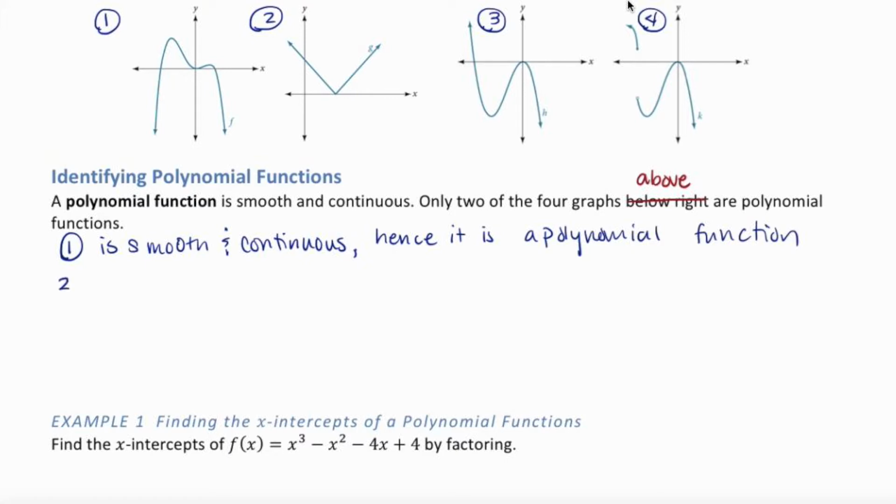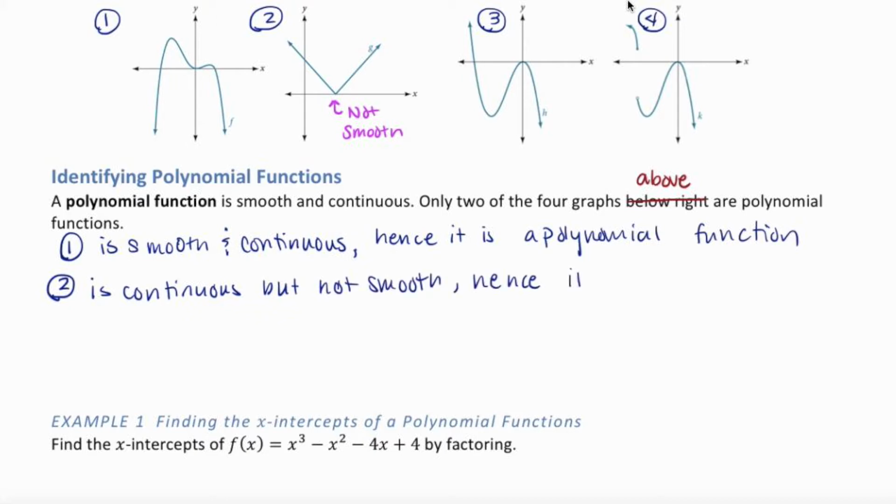Let's look at number 2. Well, number 2 is continuous. Notice if we were sketching it, we could sketch this whole function without lifting our pencil from the paper. But it's not smooth. If you notice here, this is not smooth. It's a sharp corner, and we don't want sharp corners. So number 2 is continuous, but not smooth. So it is not a polynomial.